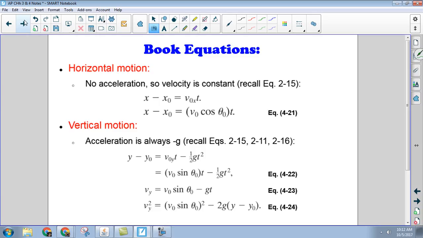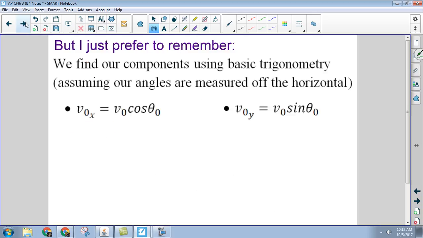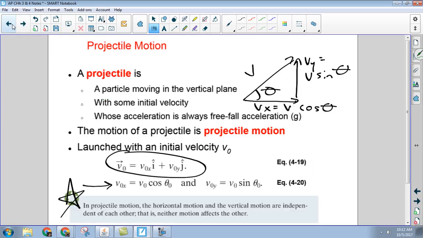All right, so the book gives all these equations. They're basically modifications of equations we've seen. I don't love them. They're there if you want to look at them. Here's what I always remember. You're going to find the components of your velocity at a given instant using basic trig, and that's exactly what I just showed you a minute ago. If you know the velocity at a given instant, find the components using some basic trig. Follow?